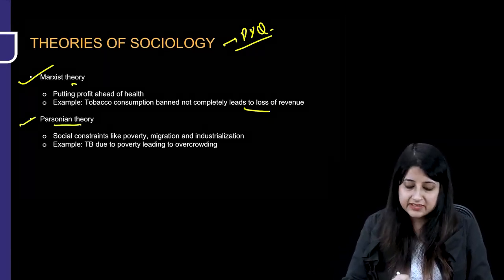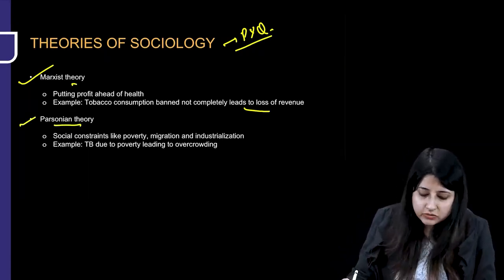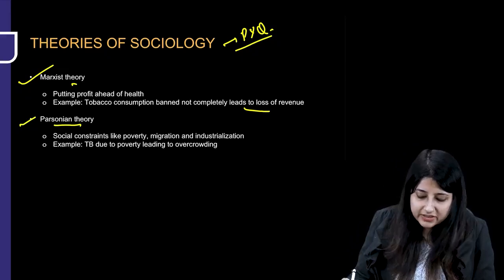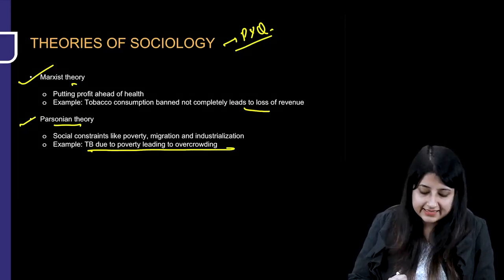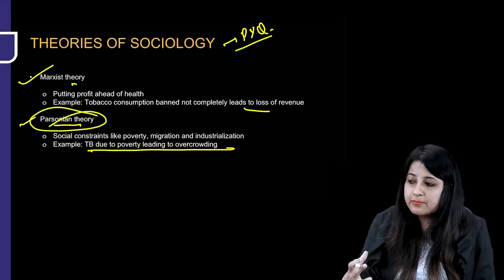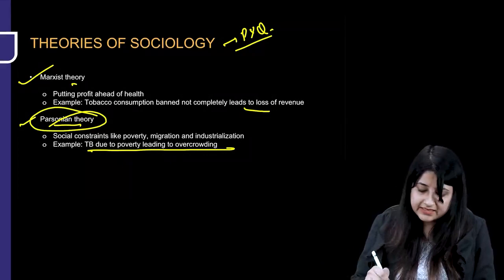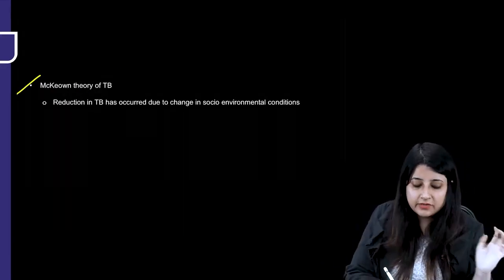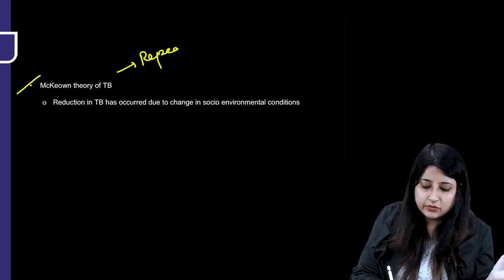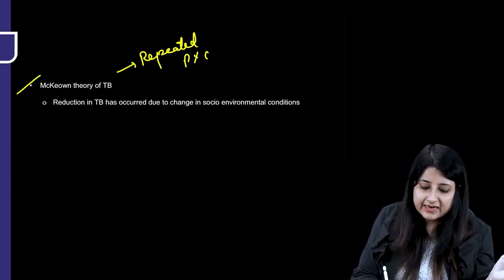Then there's the Parsonian theory, which talks about social constraints like poverty, migration and industrialization. Like TB is due to poverty leading to overcrowding. That is what Parsonian is. More important than the organism is the social conditions which can affect TB. The Mckeown theory of TB is a repeated PYQ, guys.